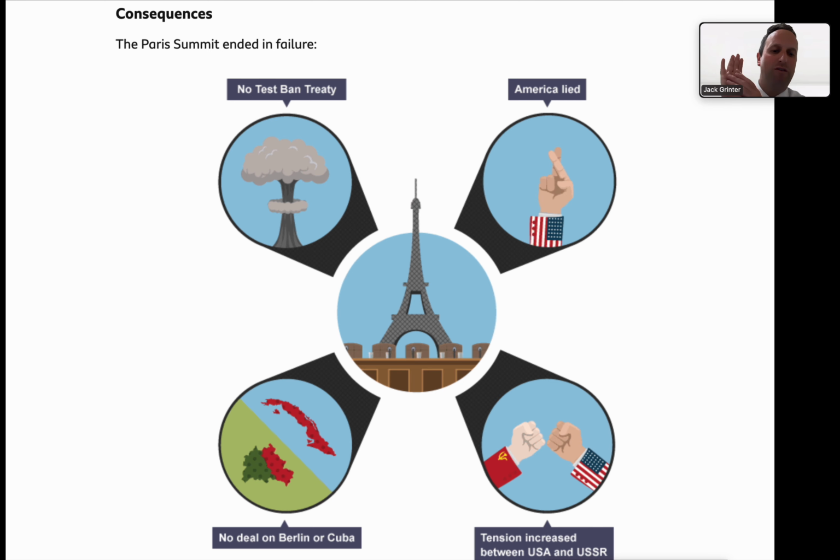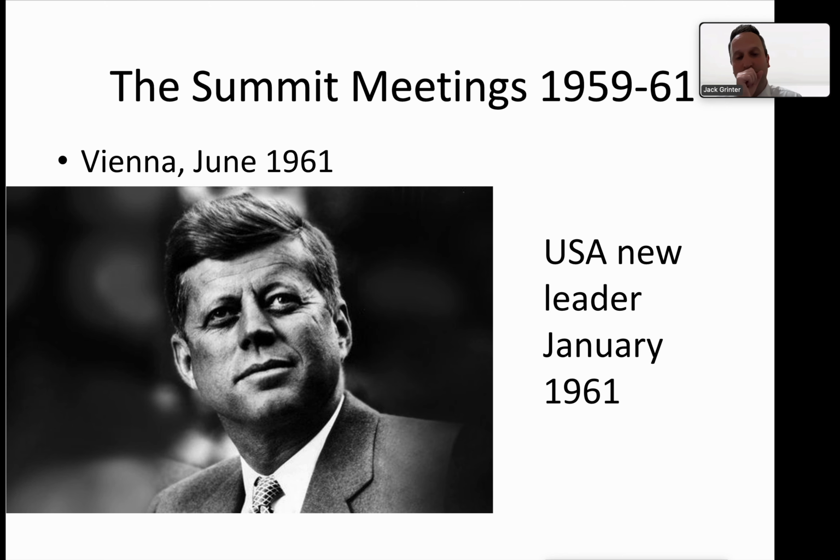And actually, out of the 4 summits that I mentioned before, Geneva, Camp David, Paris, and Vienna, Paris is the most important one to know about because it ends in tension, it ends in failure. There's no test ban treaty. America lied about the weather plane, and they couldn't come to an agreement on Berlin or Cuba.